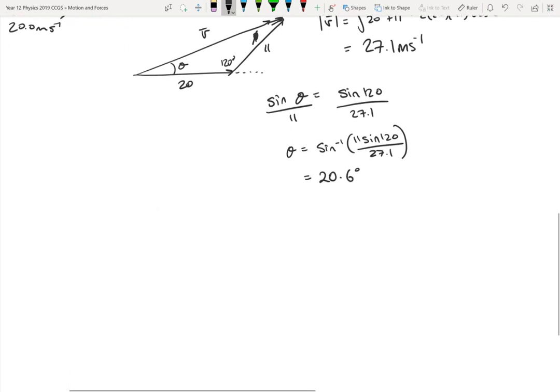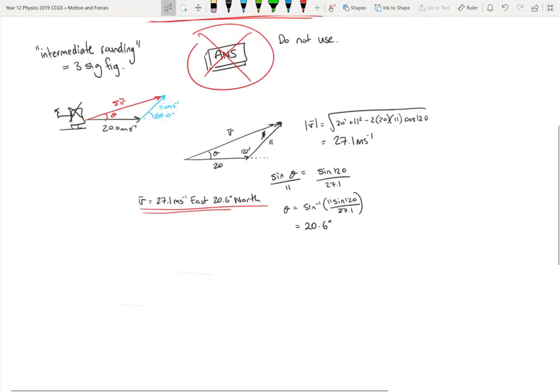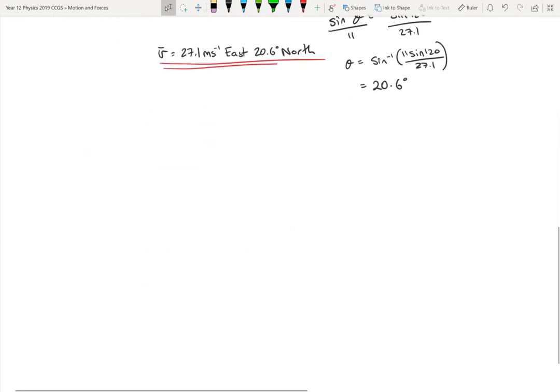Okay, which sounds plausible. So then we recombine: V equals 27.1 meters per second east, 20.6 degrees north. Okay? Is that large enough for the boys at the back to read clearly? Yep. Okay.